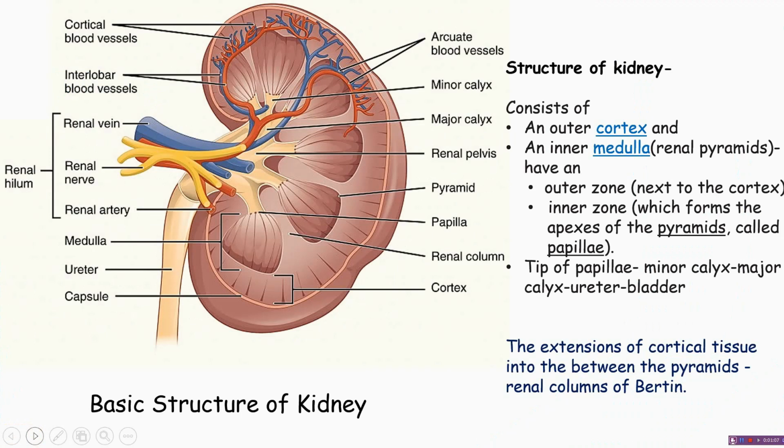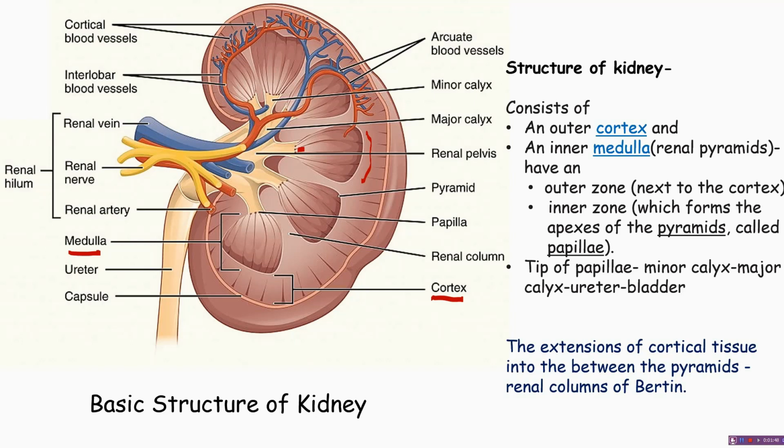As you can see here, there is an outer cortex and the inner medulla. The cortex is the outer part of the kidney, beneath which the medulla in the form of some pyramids is situated. The pyramids have the larger base towards the cortex, and the tip of the pyramids, which is called the papilla, is in the deeper part of the kidney. The tip of the papilla joins to form the minor calyx, then the major calyx, and finally the urine drains into the ureter and bladder.